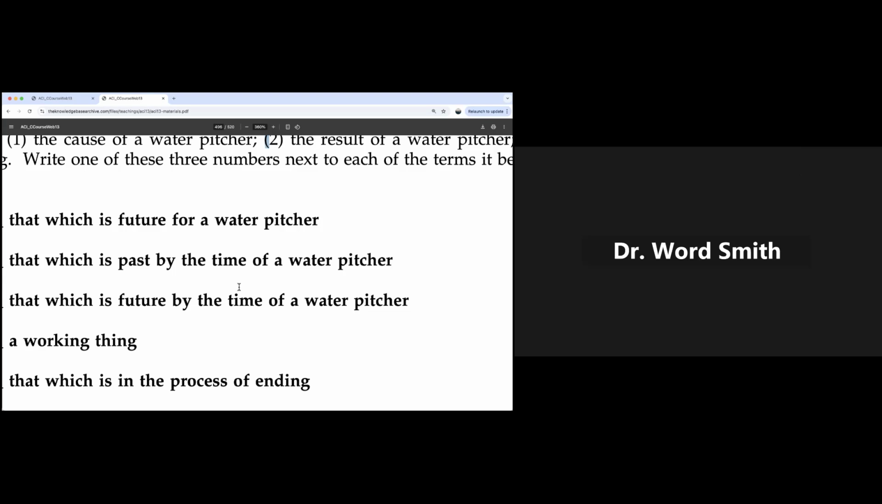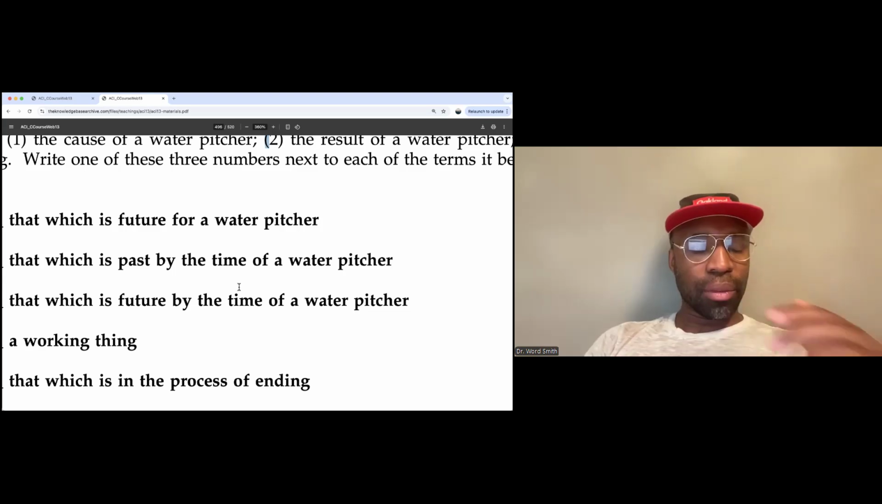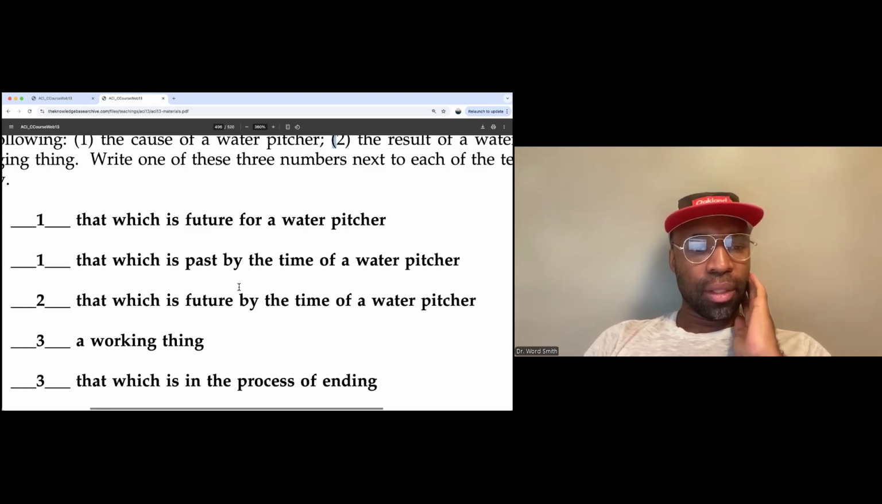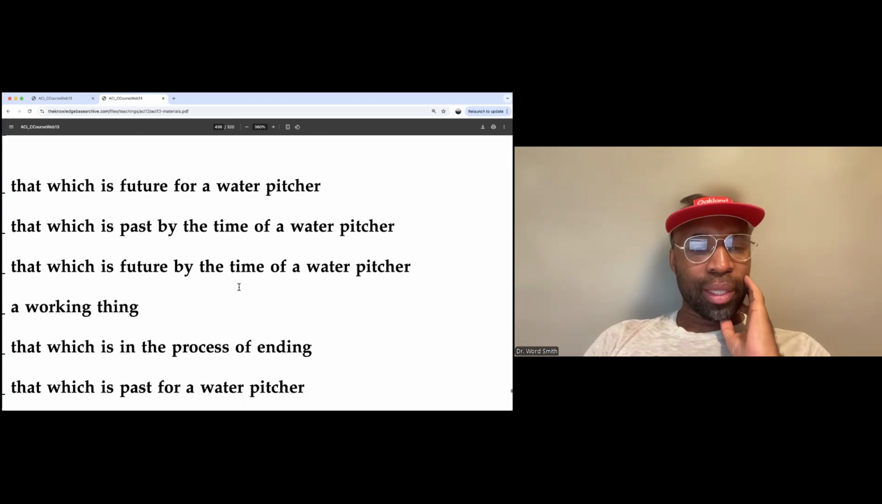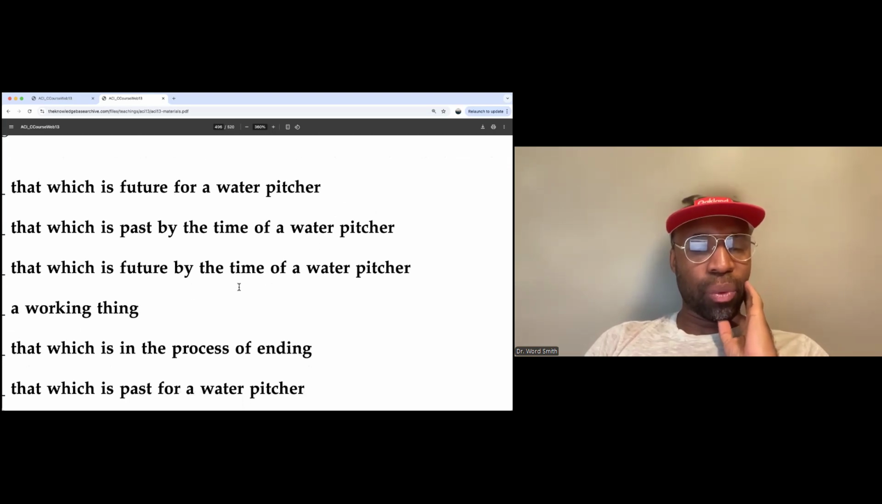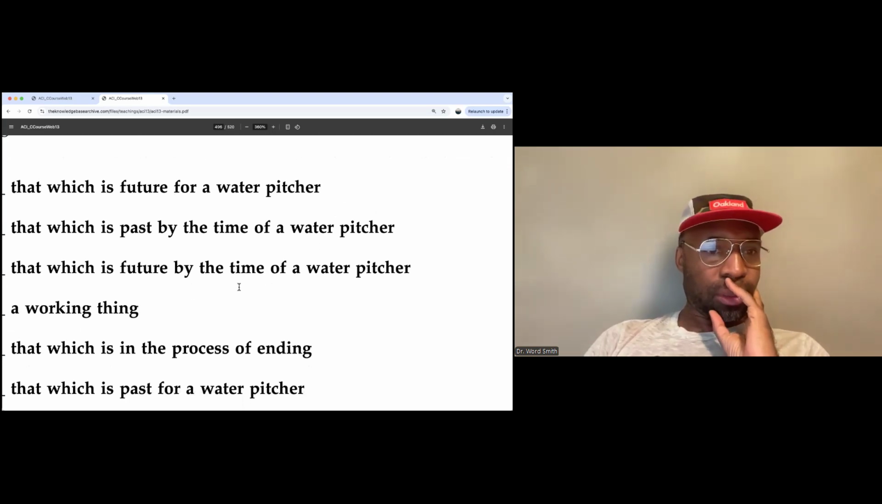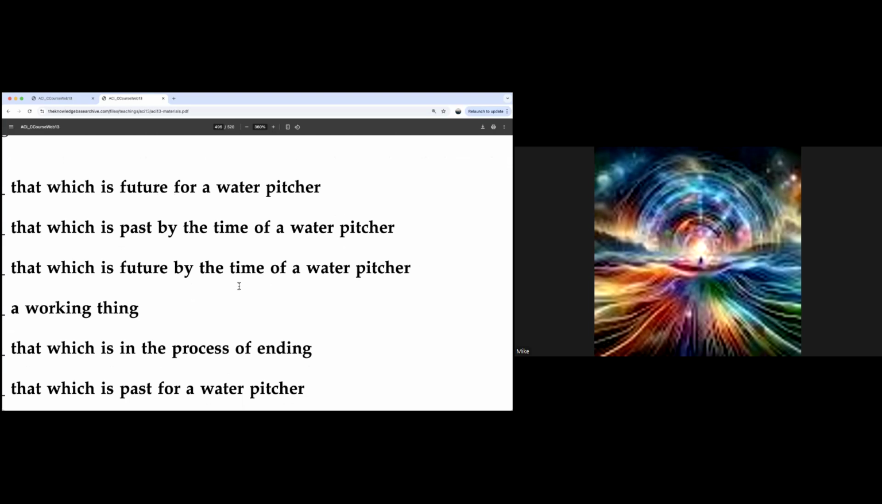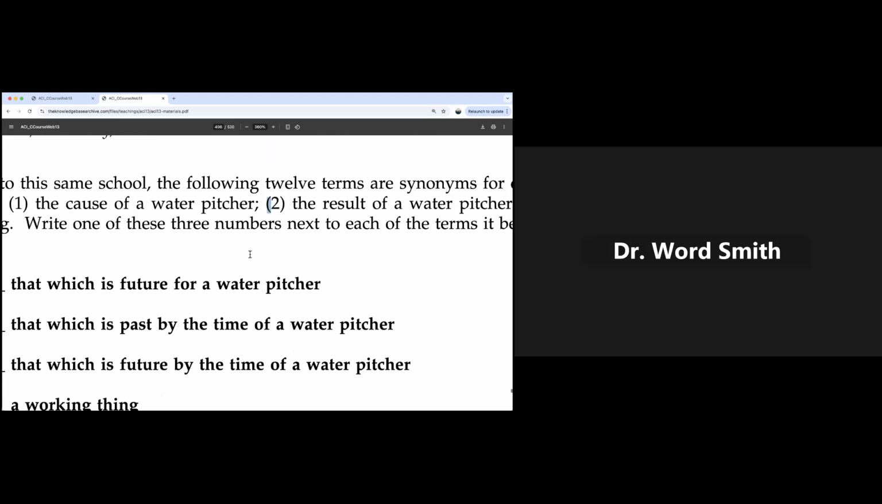You would think, right? Because sometimes they call a changing thing a destructible thing, like something that is ending. Yep, three. Okay, we win. That which is passed for a water pitcher. One. You would think, but maybe it's a trick.